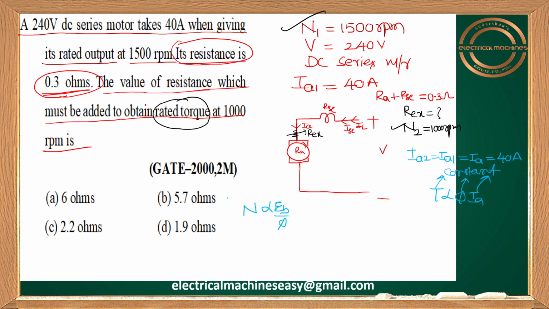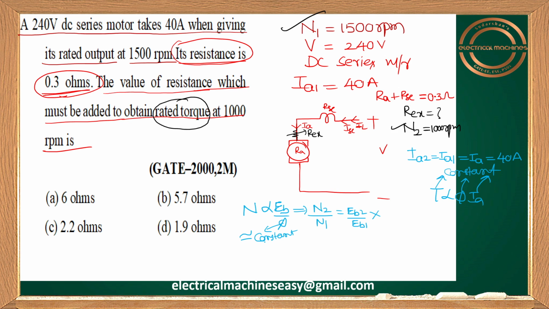Now please tell me, from the relation N proportional to EB by phi, N2 by N1 is equal to what? EB2 by EB1. There is no need to take phi once again here, because I told you flux is constant in this discussion. Flux is approximately constant.